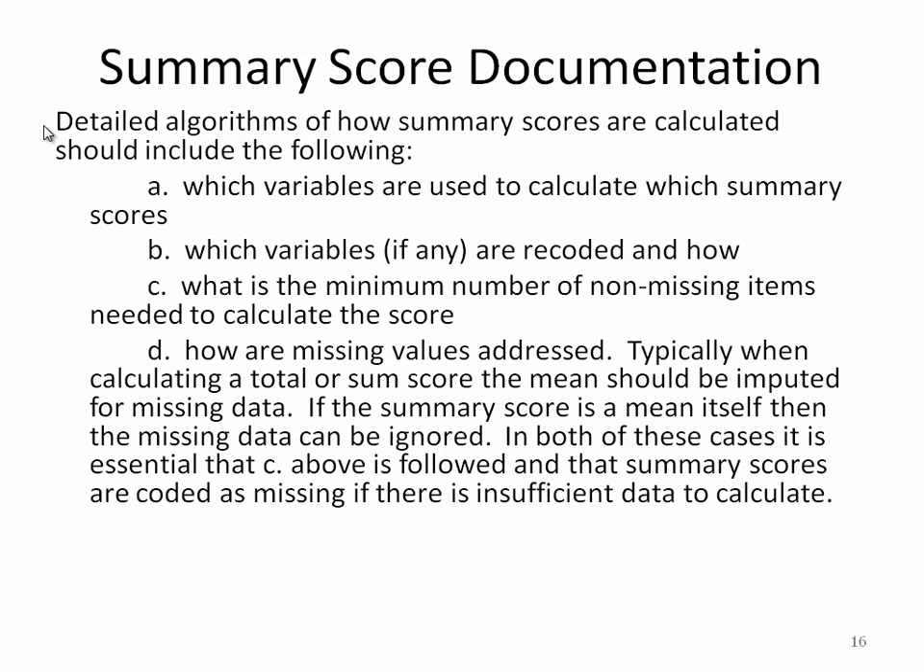So typically when calculating a total or a sum score, the mean for the other non-missing values can be calculated and imputed for that missing data. Okay? If the summary score is a mean itself, like you want to calculate the mean score for a set of 5 questions, then the missing data can be ignored. Right? So if it's a total, let me just go through that again.